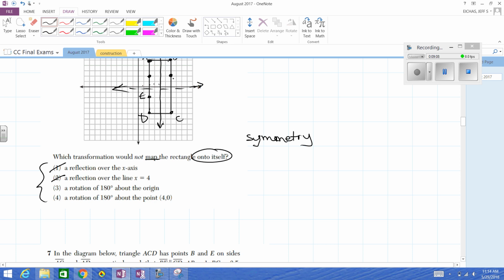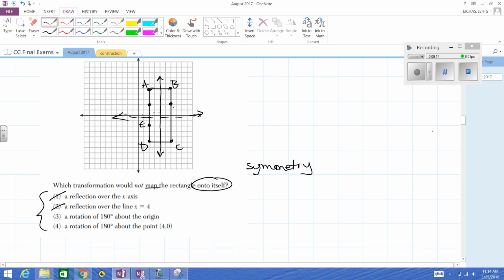That'll work. Okay, rotation of 180 about the origin does create a congruent figure. However, this point A will be down here, A prime. So basically what we're going to end up with is a new figure. Right there. Okay, B prime would land there. D prime would land there. And C prime would land there if we did this. So that is the one that will not map onto itself. It created a new figure.